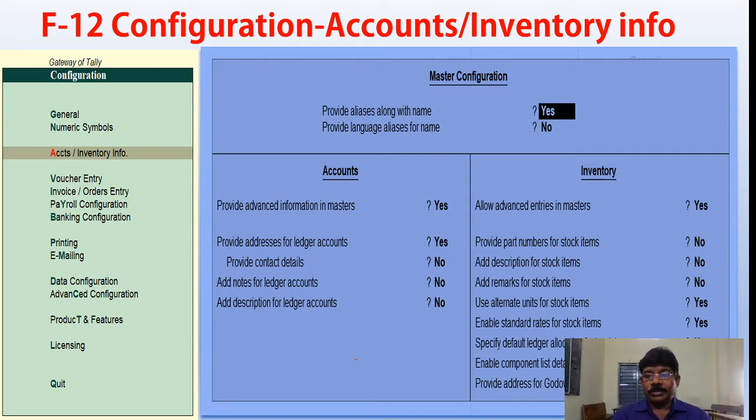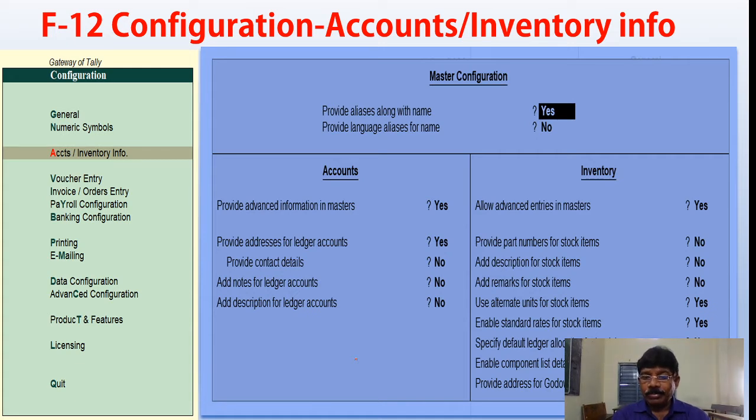Advanced entries in masters. Whenever we enable that by selecting yes, it will automatically be enabled for us. Part numbers: some stock items have part numbers, and if we enable this, it will help us to enter those part numbers. Also stock item descriptions, any remarks, and use alternate units of stock items.